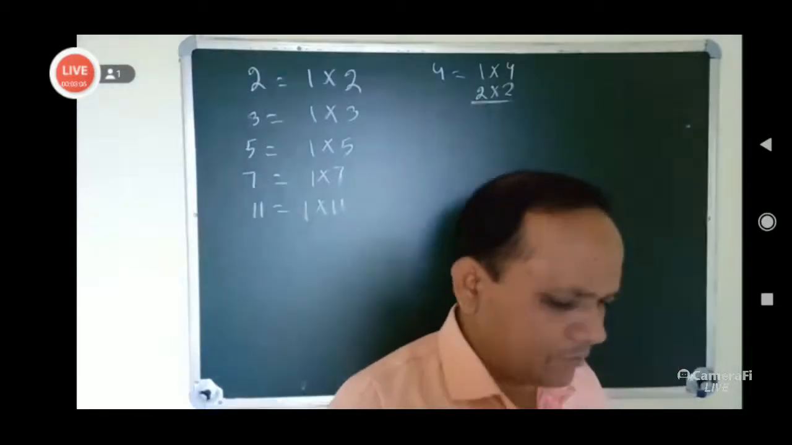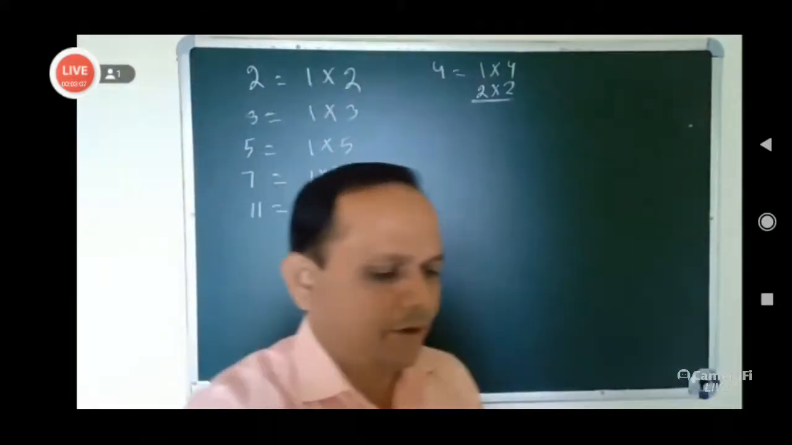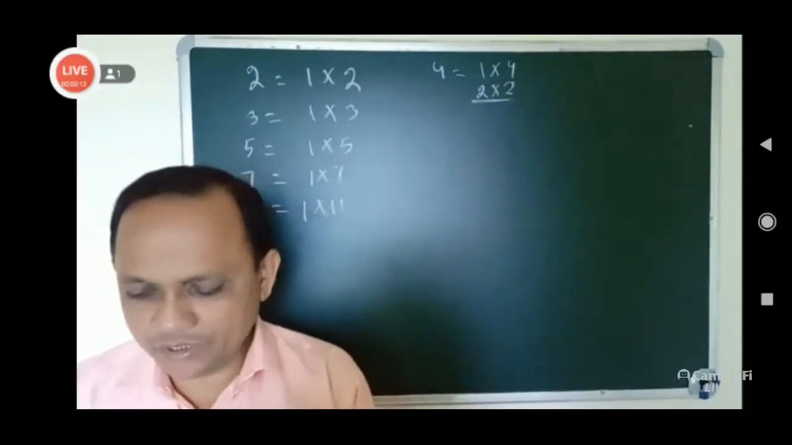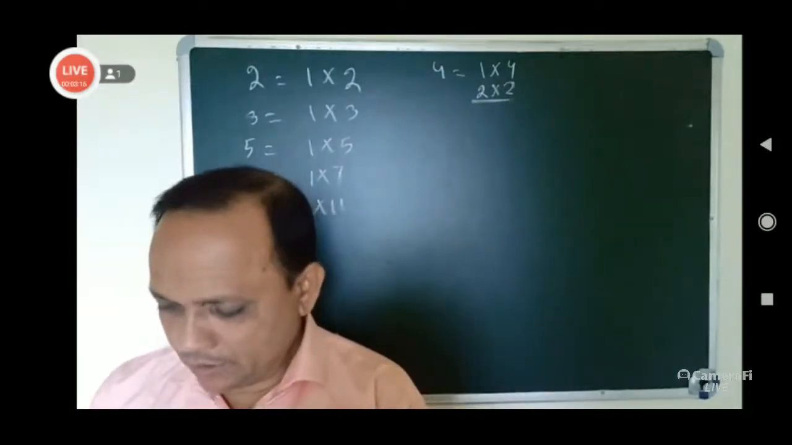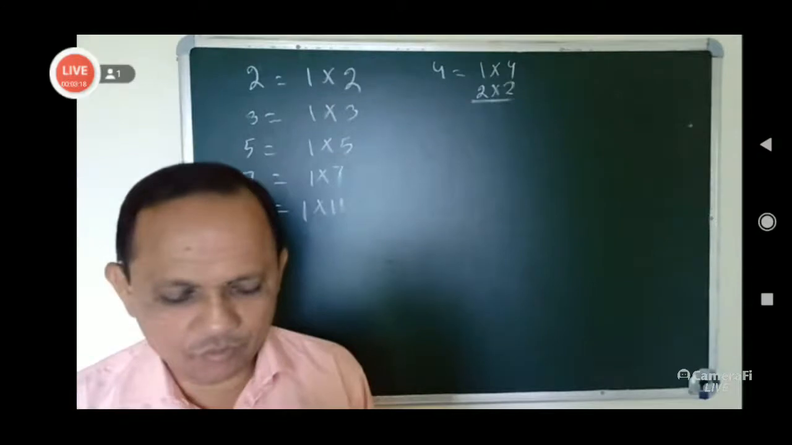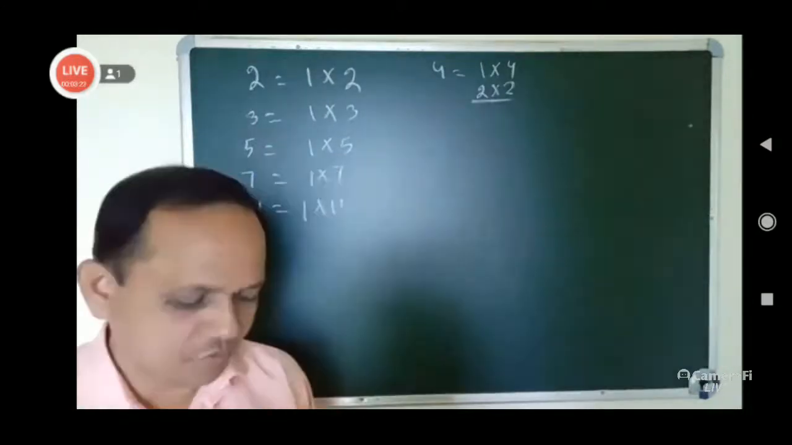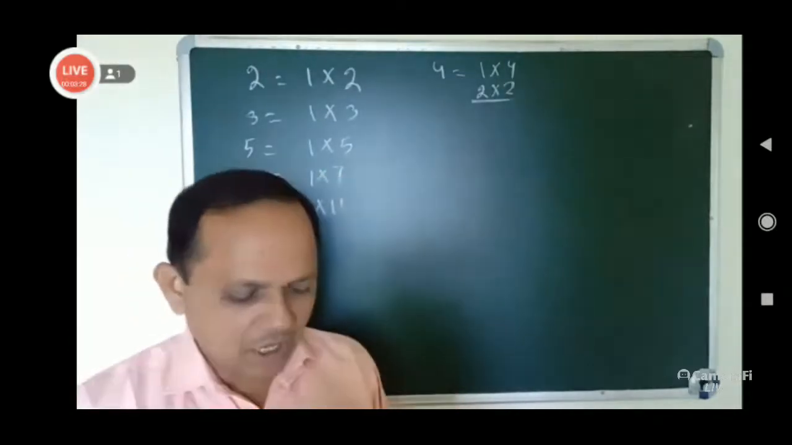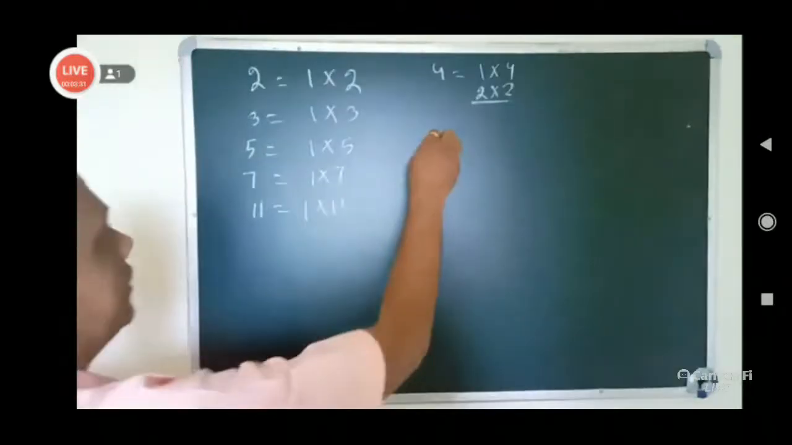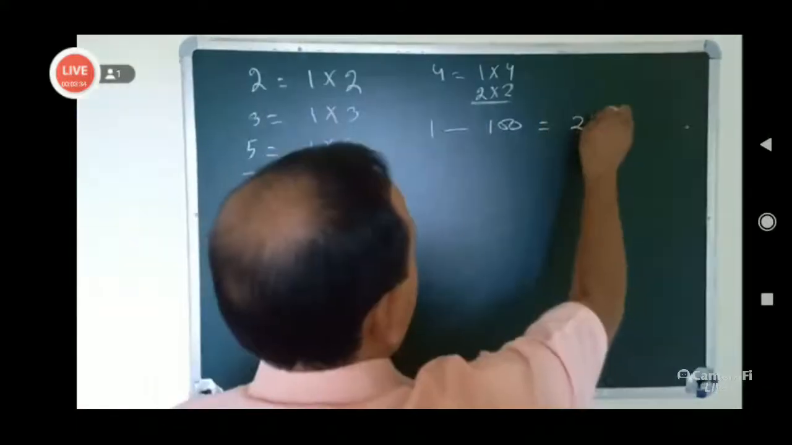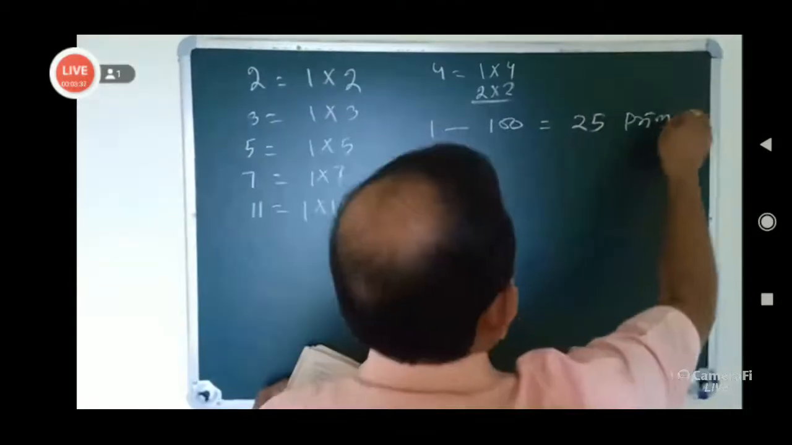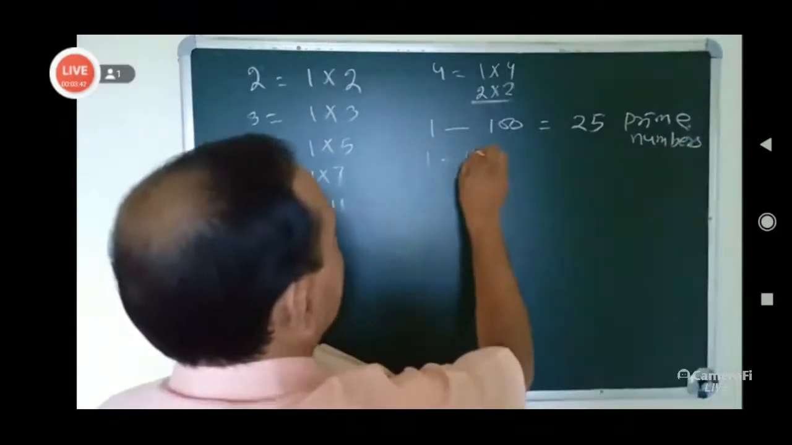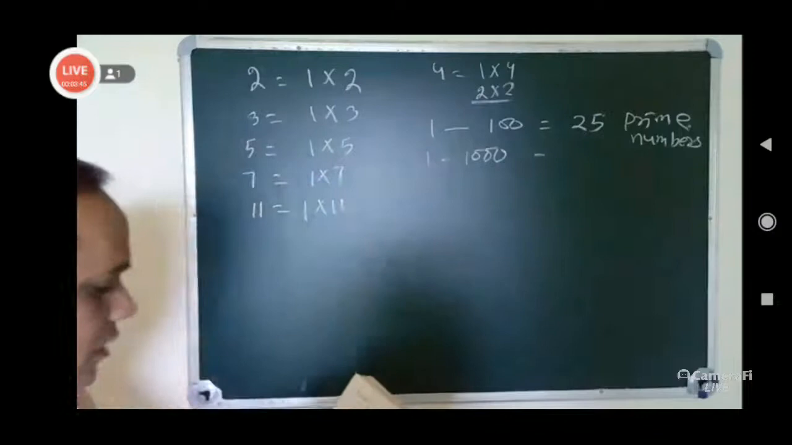So the number of prime numbers is unlimited. Within 1 to 100, there are 25 prime numbers. But between 1 and 1000, there are 168 prime numbers.